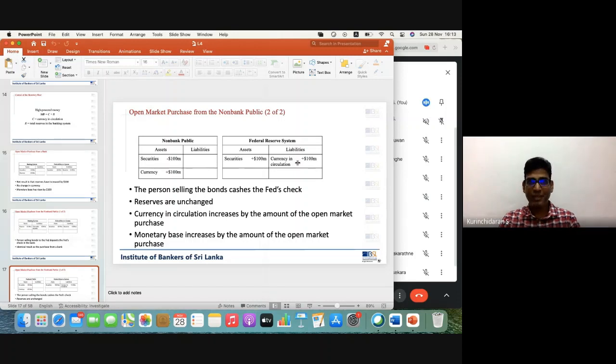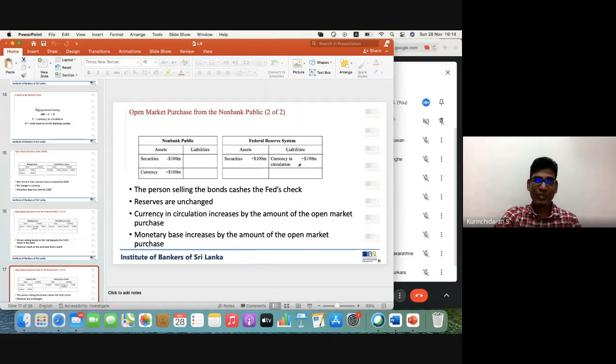Is it okay? But when it comes to bank, it's only the reserve account. But when it comes to non-bank public, finally, if you take this non-bank public account and Federal Reserve or central bank account, here the public is going to lose their securities and get the equivalent currency. Central bank account, they get the securities and also the liabilities would be currency in circulation by an additional 100 million.